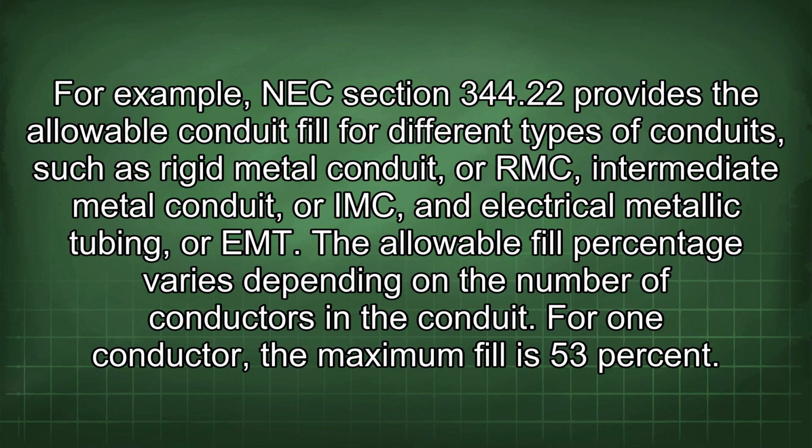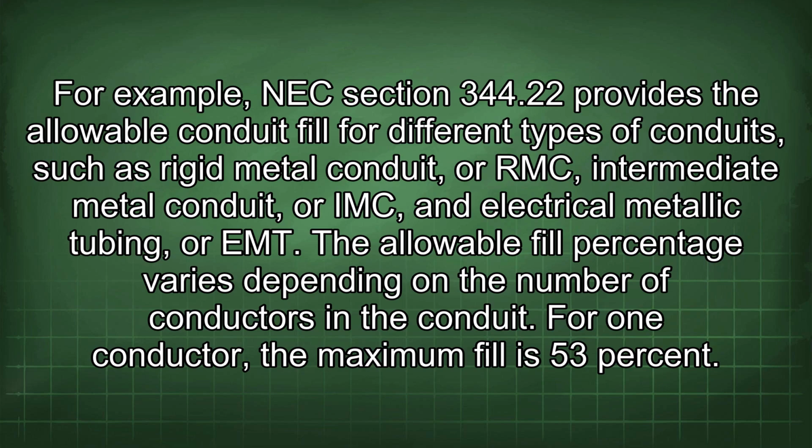For example, NEC section 344.22 provides the allowable conduit fill for different types of conduits, such as rigid metal conduit, or RMC, intermediate metal conduit, or IMC, and electrical metallic tubing, or EMT. The allowable fill percentage varies depending on the number of conductors in the conduit.